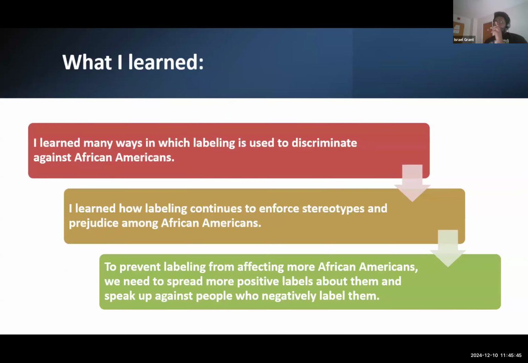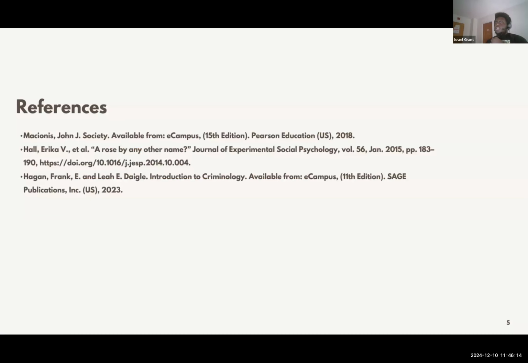And what did I learn? I learned that labeling is used in many different ways to discriminate against African Americans. I also learned how labeling continues to enforce stereotypes and prejudice among African Americans. To prevent labeling from affecting more African Americans, we need to spread more positive labels about them and speak up against people who negatively label them. And with that, I'm done with my presentation.